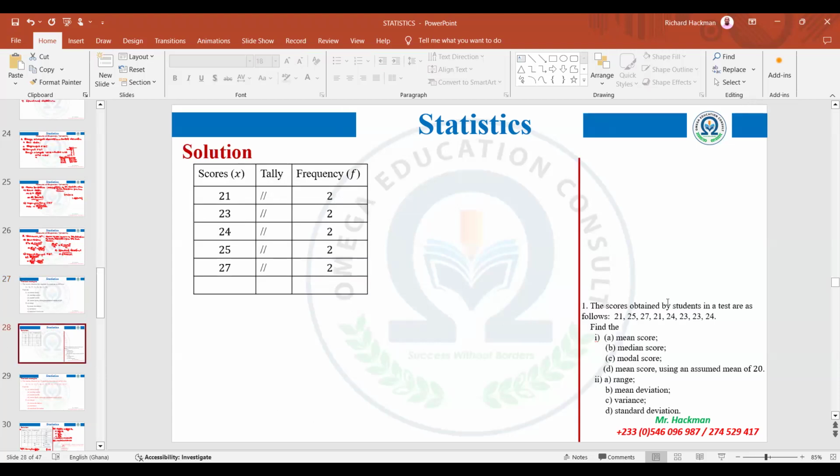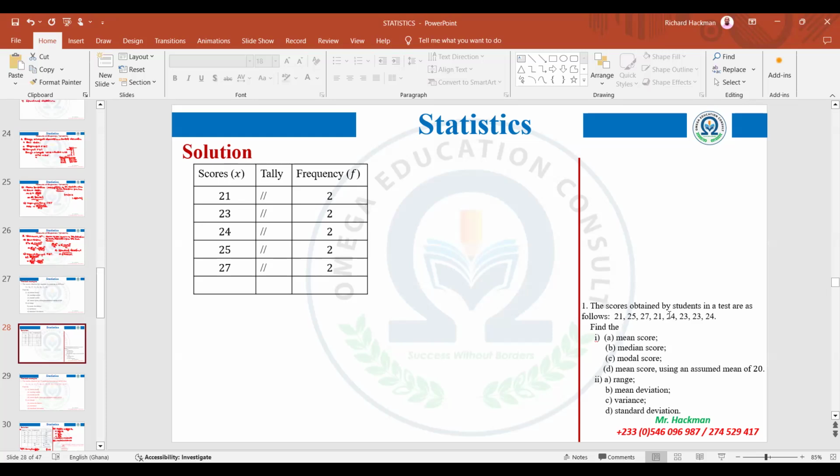Okay, so look at your numbers. Start with the list of the numbers. So 21 is the list. So you write 21. In this case, I'm dealing with scores, so my first column will be headed scores, because I'm dealing with scores. And I will have 21.